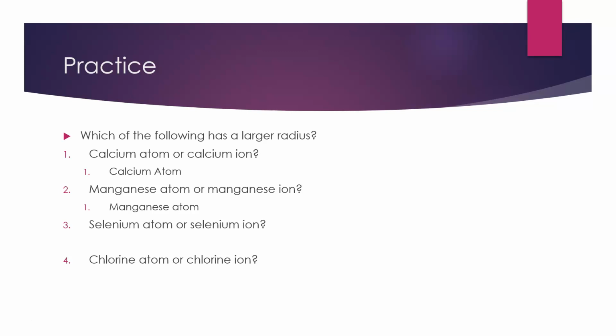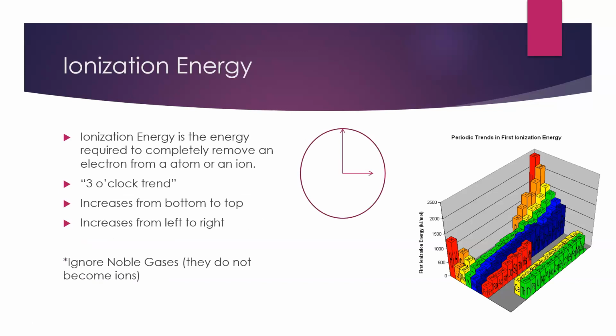As far as selenium is concerned, we can look on our periodic table and see that the selenium atom, while having no charge, its ion is going to have a 2- charge, meaning it gained 2 electrons, making it bigger. Then we have the chlorine atom, or the chlorine ion. The chlorine ion has a 1- charge, making it bigger.